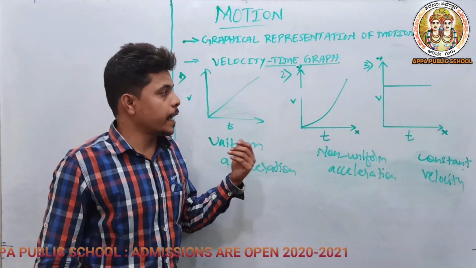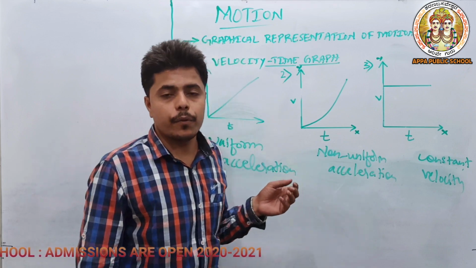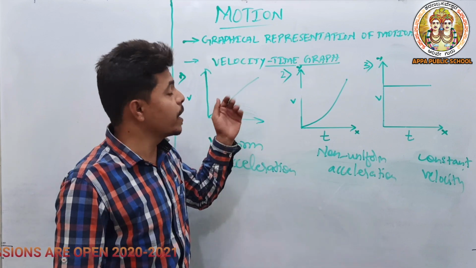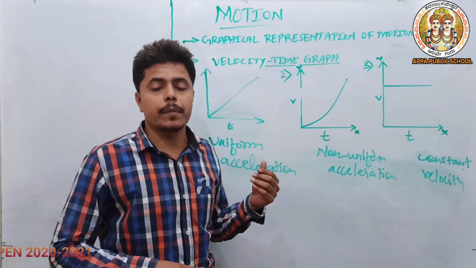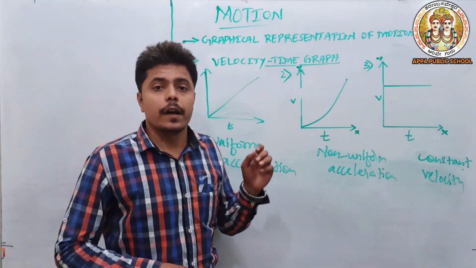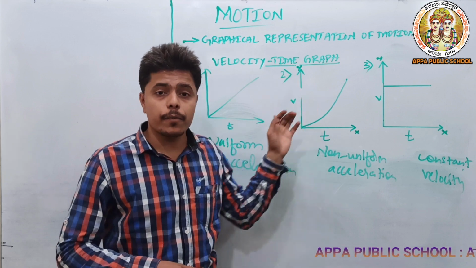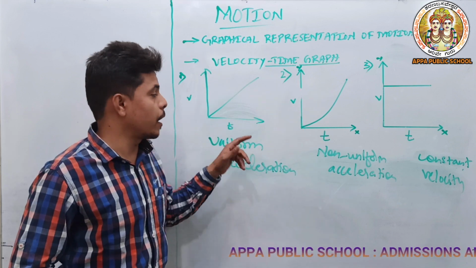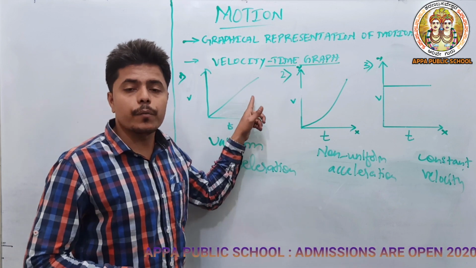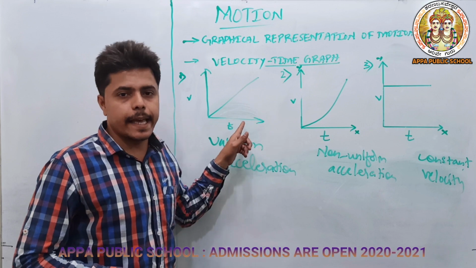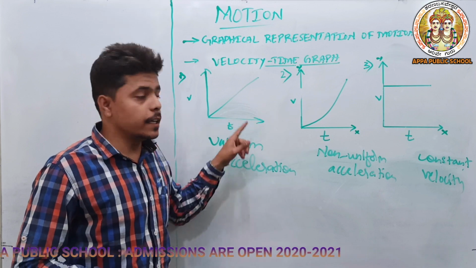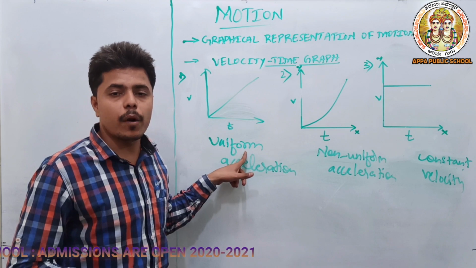So three different types of velocity time graph we have come across. What do you mean by velocity time graph? Velocity time graph means the rate of change of velocity with respect to time. We have three different types of velocity time graph. That is, the rate of change of velocity with respect to time is the same, equal, and we can say it is a uniform acceleration.